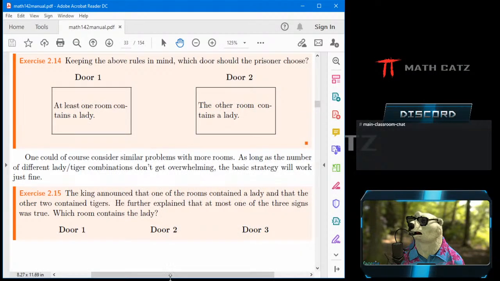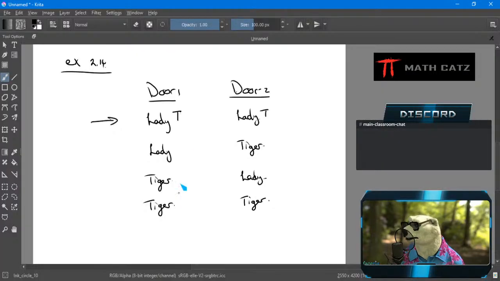Now, I'm not going to scroll up because we remember what the king says. He says, if a lady is behind door 1, the sign should be true, and that's exactly what we got. So that matches. Door 2, if a lady is behind door 2, it was the other way around. It should be false, and we got it true. So sadly, the best case scenario is not what is happening. We found a contradiction with the king.